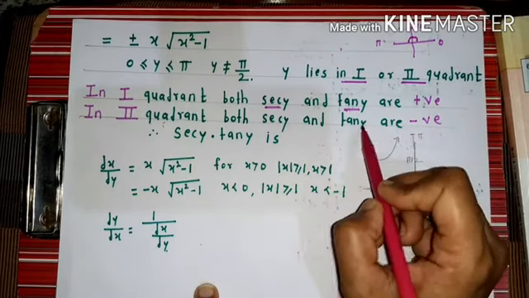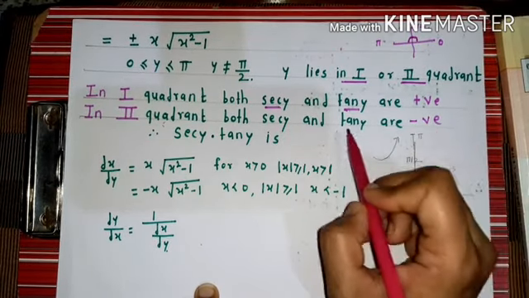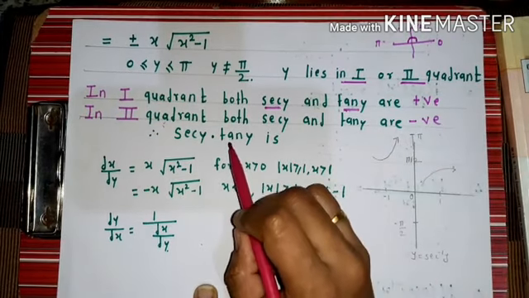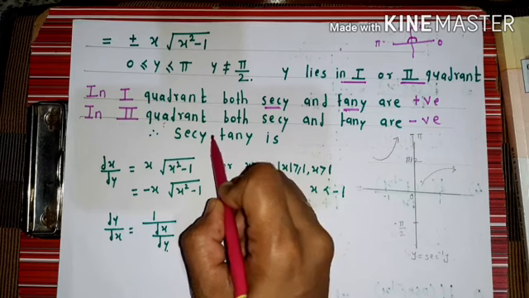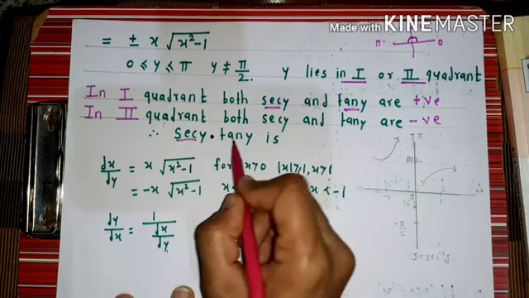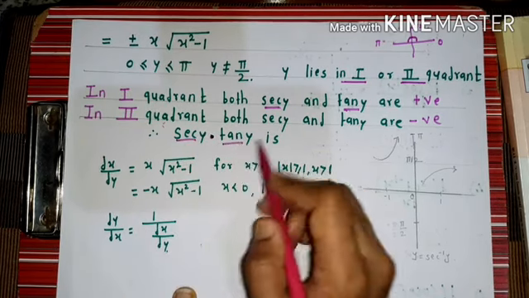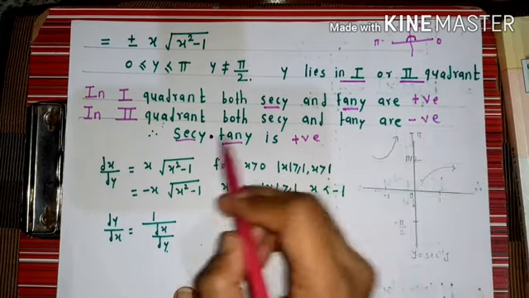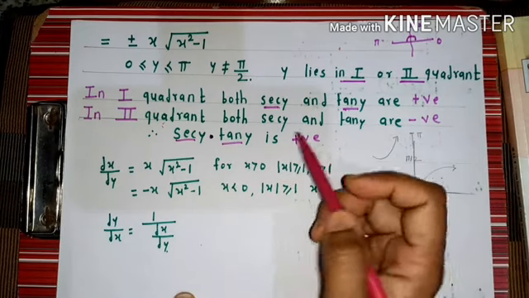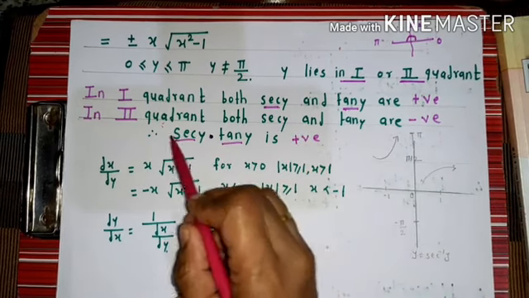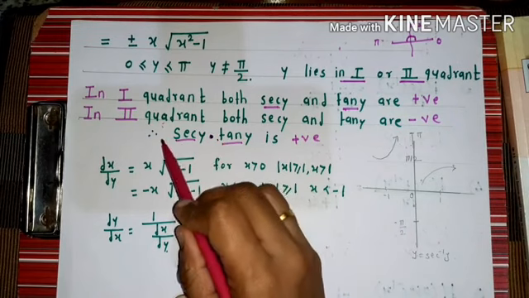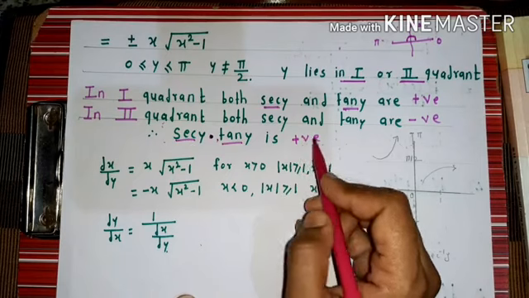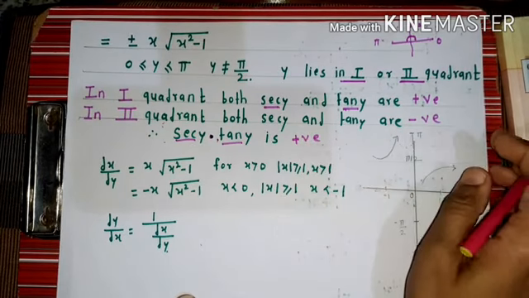Sec y, tan y: sec y is negative and tan y is negative in the second quadrant, and that's why the product of sec y into tan y is positive in the first quadrant, because both are positive. In the second quadrant sec y is negative, tan y is negative, negative into negative is positive, so sec y into tan y is also positive in the second quadrant.